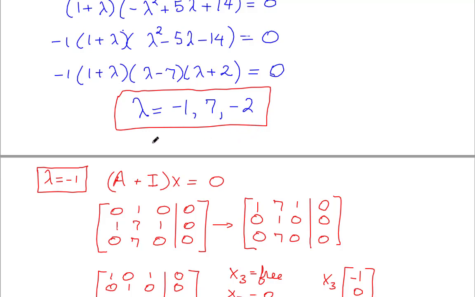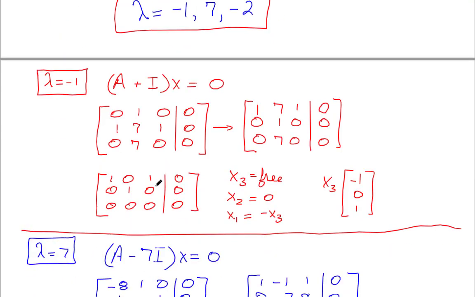All right, so with the eigenvalue of minus 1, I have to solve this problem to figure out the eigenvector that goes with that. It's fairly straightforward. I get x3 is free, x2 is 0, and x1 is minus x3. And so I get minus 1, 0, 1.